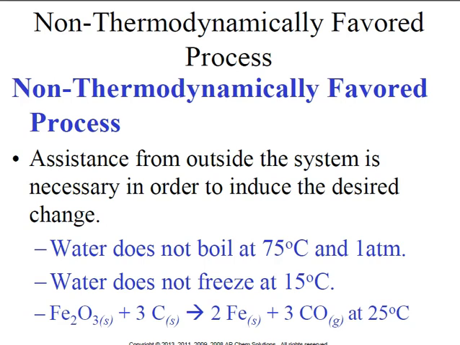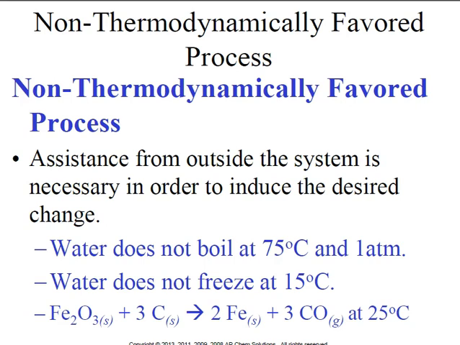A non-thermodynamically favored process is a process where assistance from outside is necessary in order to induce the change that you want. For example, if you have water at 75 degrees Celsius and you want it to boil, it's not going to happen. No matter how long it sits there at 75 degrees Celsius and normal pressure, it will not boil. You're going to have to do something to the system, and in that case, you need to heat it up. Or you could change the pressure.